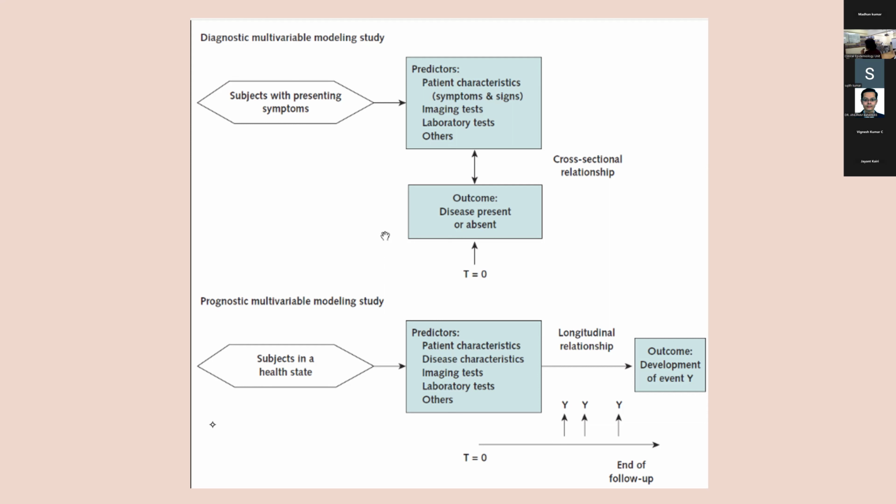The other thing is we predict the prognosis. So there will be subjects in a healthy state. We look at patient characteristics, disease characteristics, imaging and laboratory tests, and we predict the prognosis of the patient, whether they develop the disease or not. So these are the two types of prediction. So far we looked at AI in predicting these things. They use numbers or variables which are trained to the AI, and AI gives the prediction model as such.